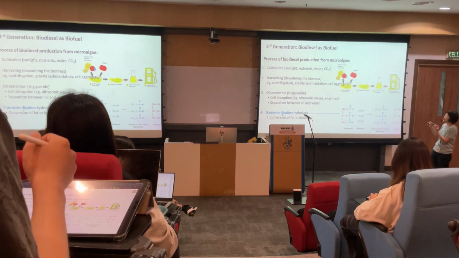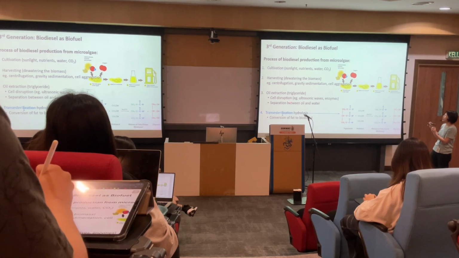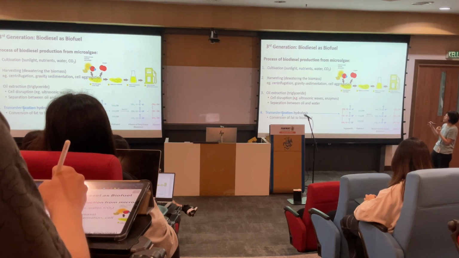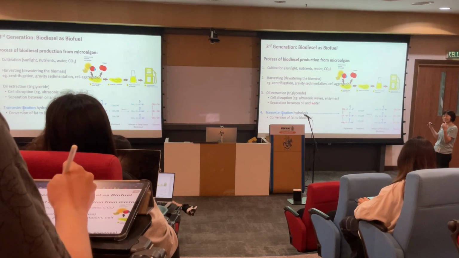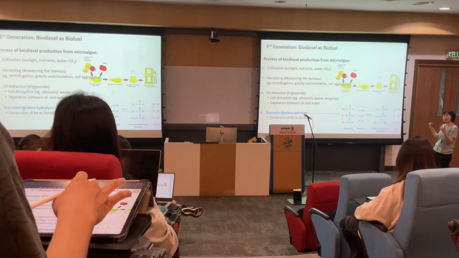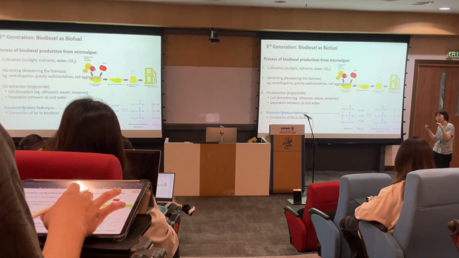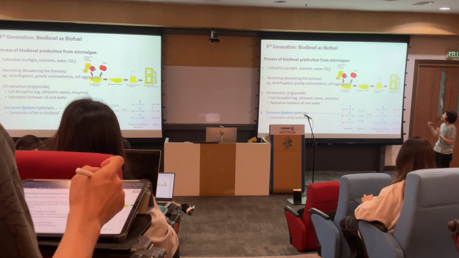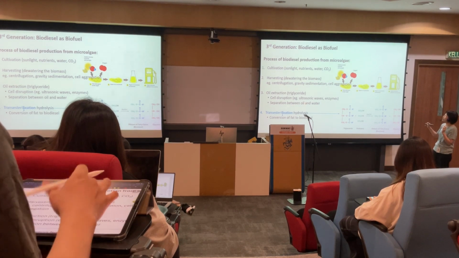Then you extract the oil from the cells. So extracting the lipid out of the cells. The methods to extract the lipid involve cell disruption. First of all, you can use ultrasonic waves, meaning an ultrasound that can break the cells. And you can use an enzymatic way to actually dissolve the cell membrane. And then you separate the oil from the water. What we want is to get the oil.